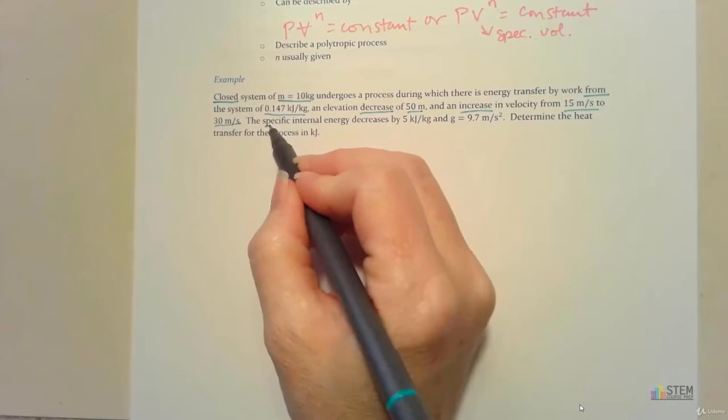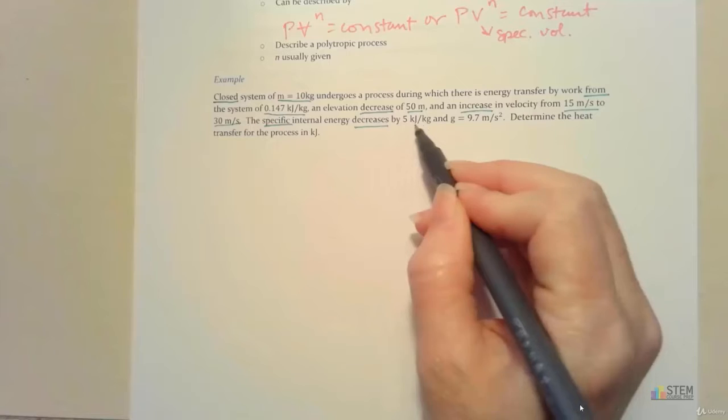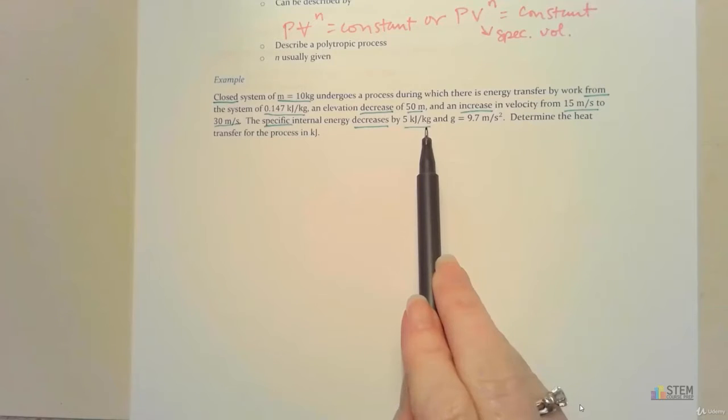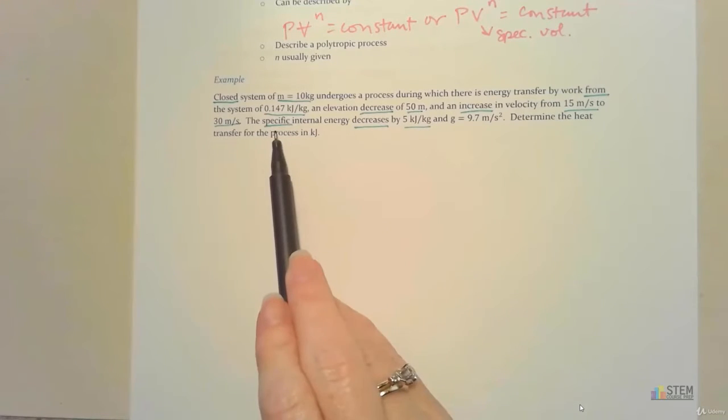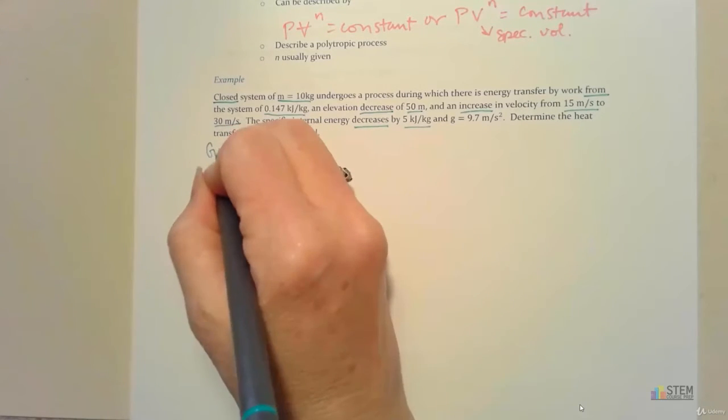We've got a specific internal energy that's going to decrease by 5 kilojoules per kilogram. Again, notice the units here and the word specific. I'll tell you what all that means in just a second. And what we want to do is find heat transfer. So this means we want to find Q. That's what we're looking for. All right, so let's write out what we're given.